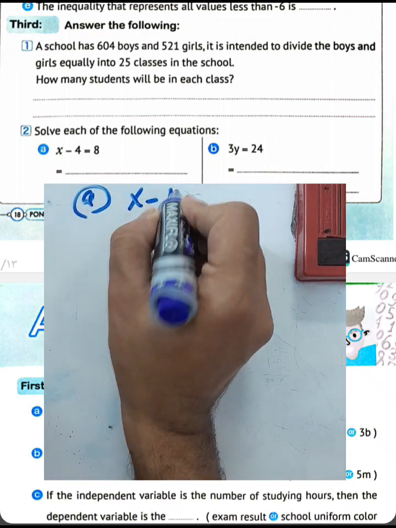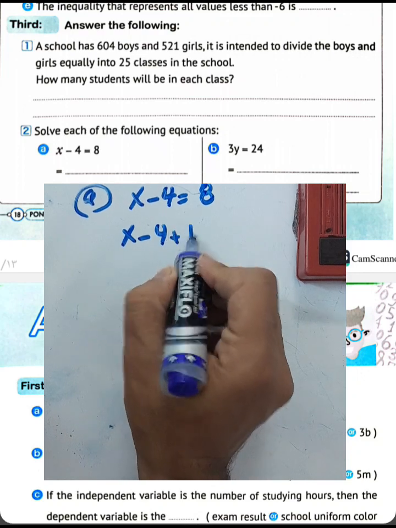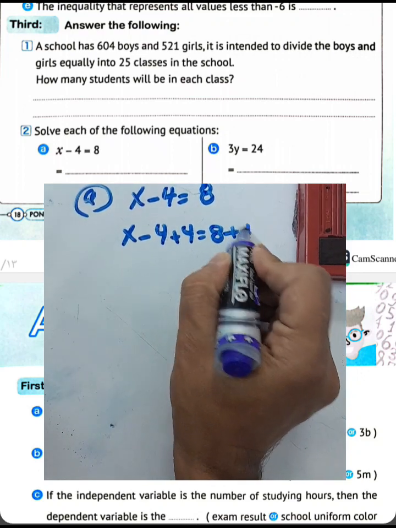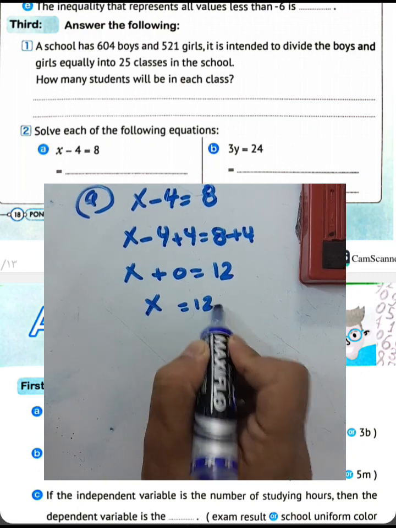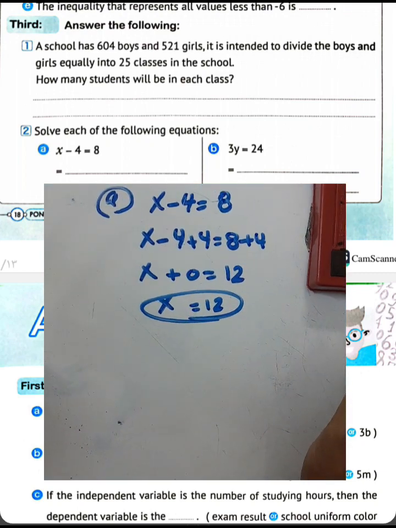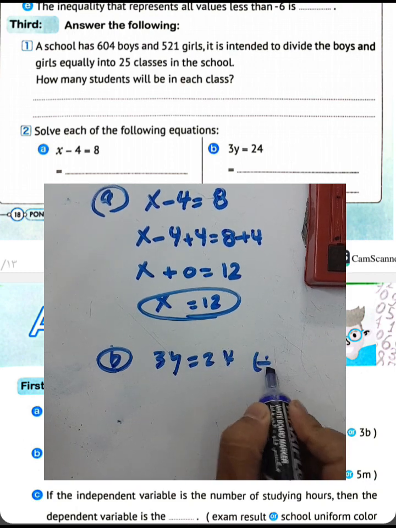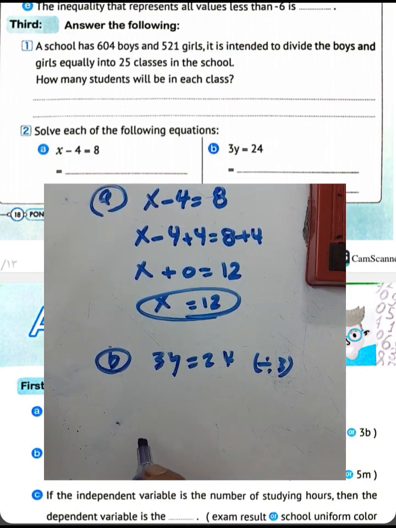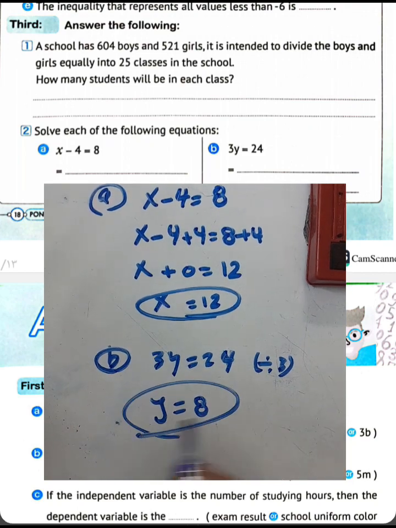Letter A. We have x minus 4 equals 8. We must add 4 to the left hand side and the right hand side. Then x plus 0 equals 12. Then x will be equal to 12. Letter B. We have 3y equals 24. You must divide by the coefficient 3 here to find the value of y. 24 divided by 3 equals 8.